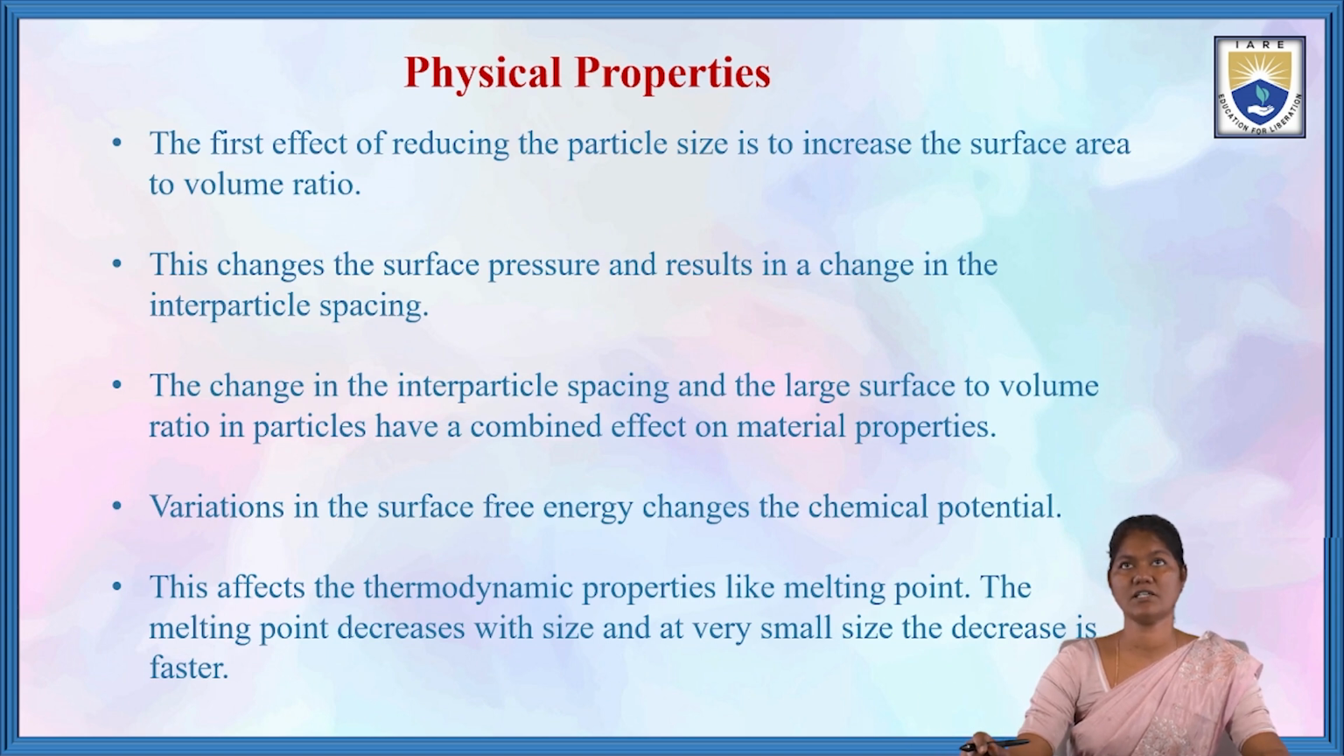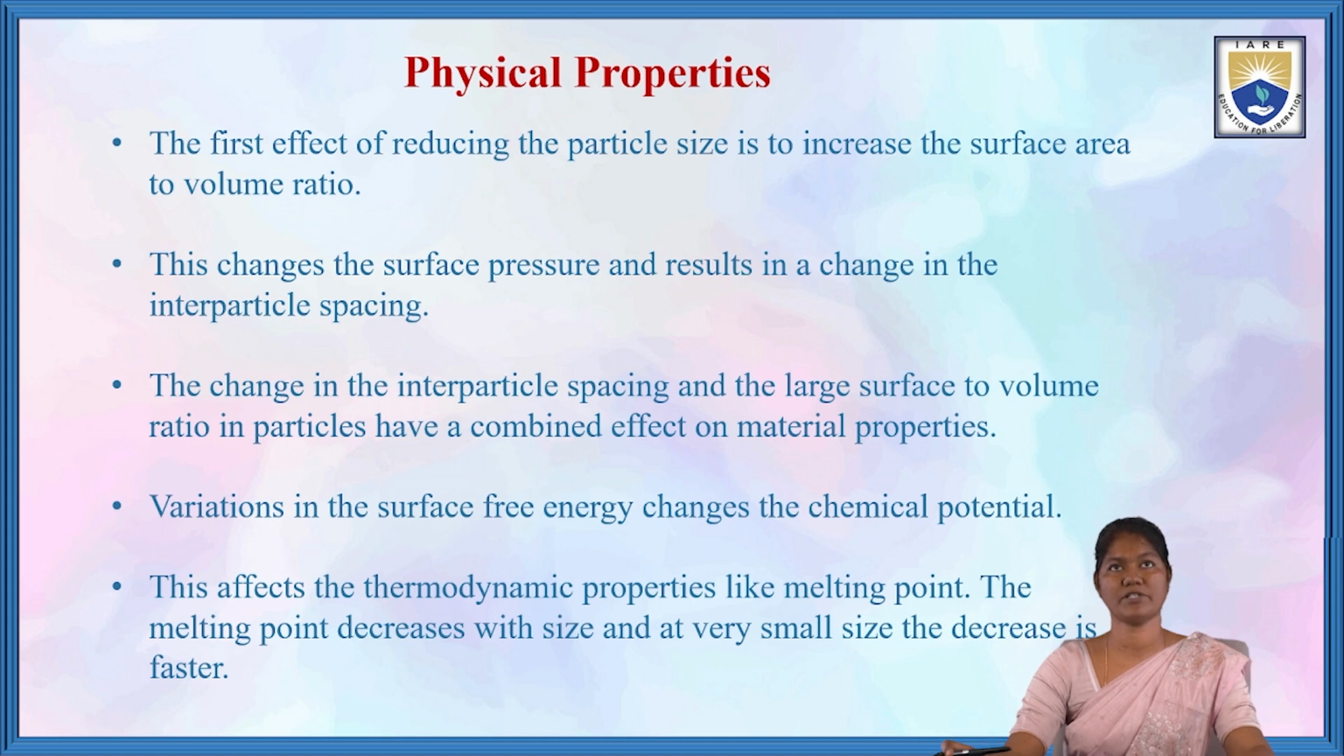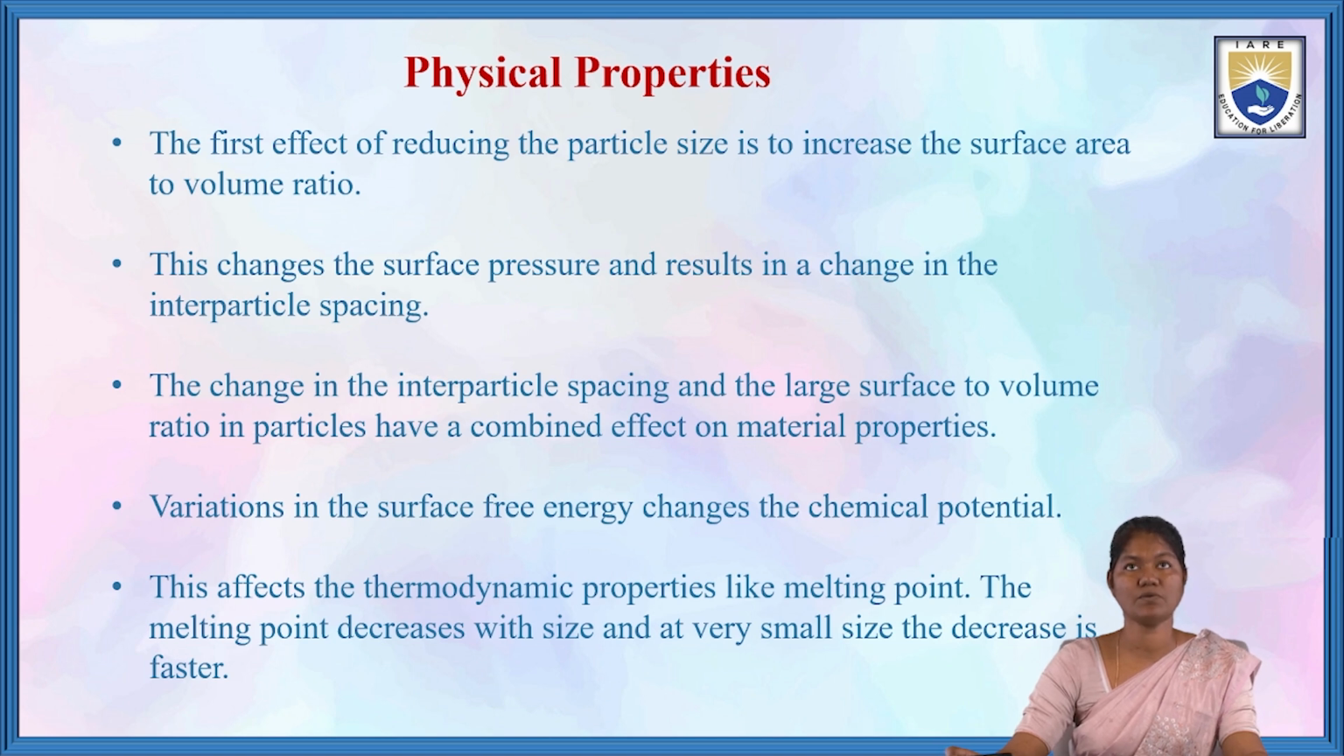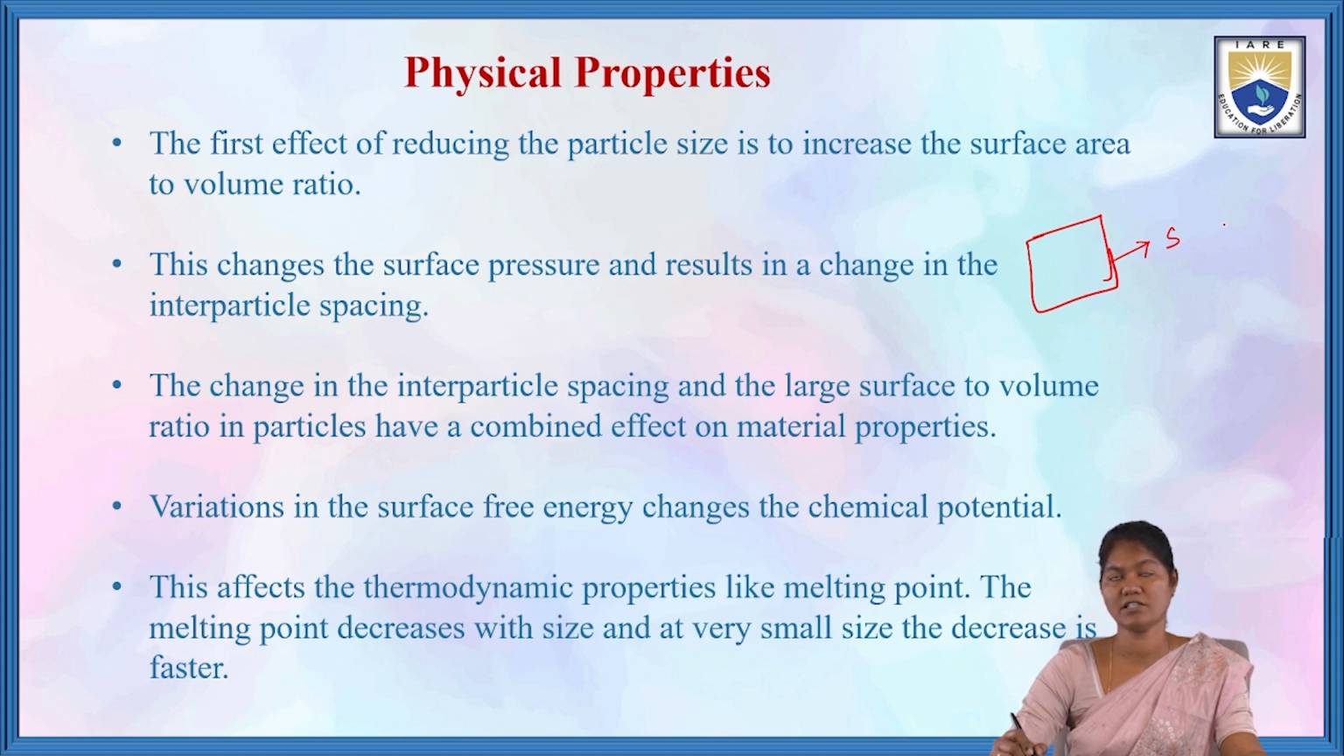So first we shall see physical properties. In these physical properties, the first effect of reducing the particle size is to increase the surface area to volume ratio. If we take bulk material, this is a single solid material. A solid means closely packed atoms. So atoms are very close to each other, so that they are tightly bound in the bulk material.